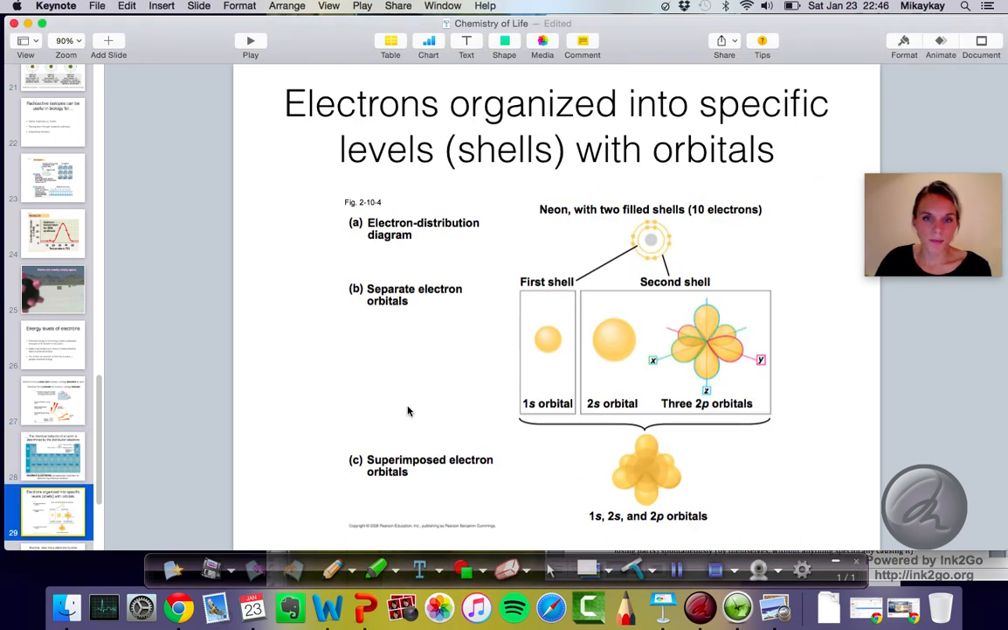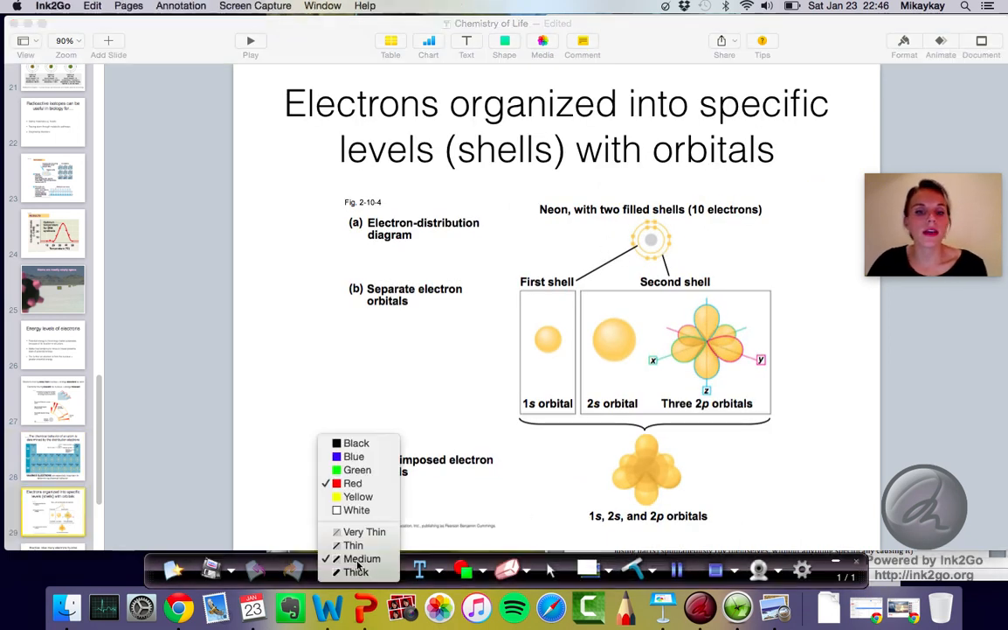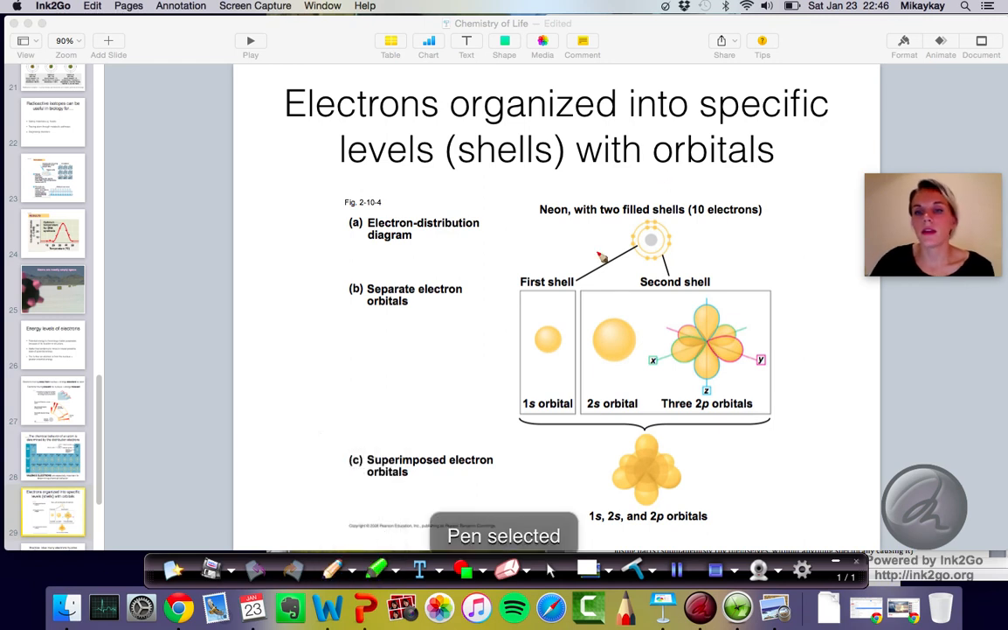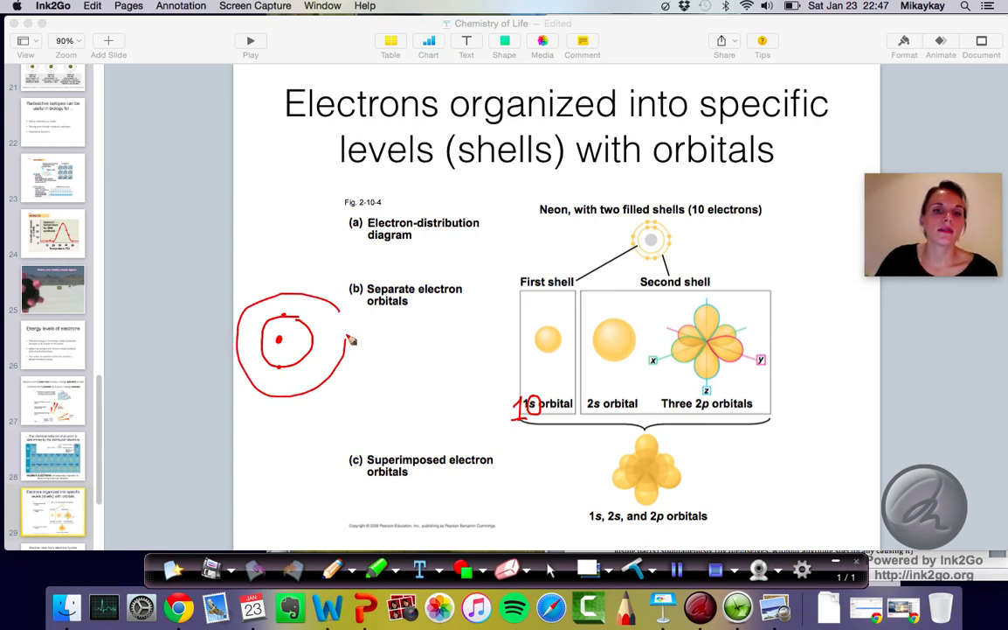So if we draw this electron diagram for neon, we have our nucleus in the middle, and the first shell is an s orbital, right? And we call that the 1s orbital. And it has our first two electrons. That makes sense. Then we have our next s orbital, and we call that one the 2s because it's the second one, right? So an s means that it's this kind of circular, spherical orbital. But those first two electrons fill in there, that's true.